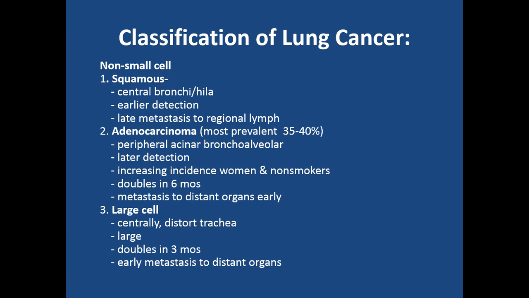It grows very quickly, it doubles in size in 6 months, and it metastasizes very early. So that's part of the reason for the poor survival rates. Then we have our large cell, which also are quite central, and they tend to distort the trachea. They grow, obviously, as the name implies, into very large tumors. They double in size in 3 months, so they grow very quickly, and they metastasize quite early as well.